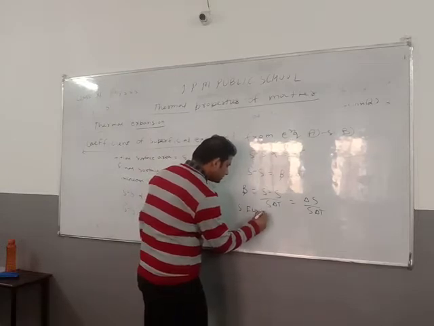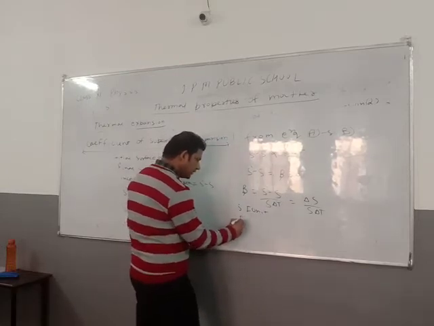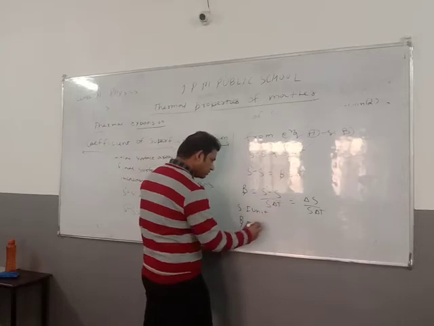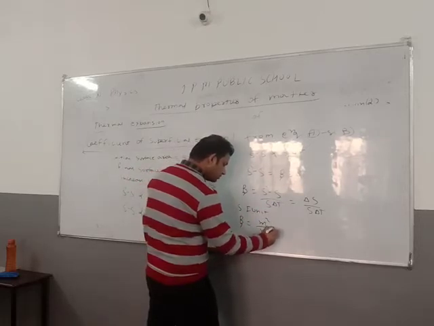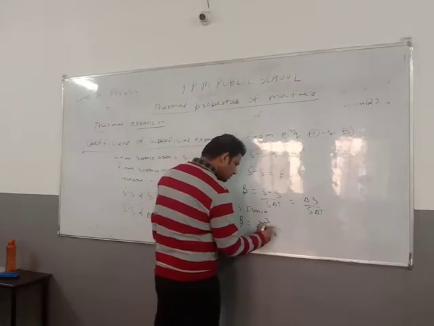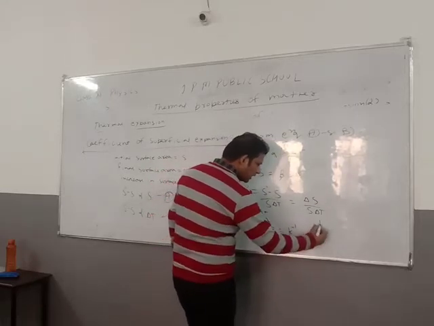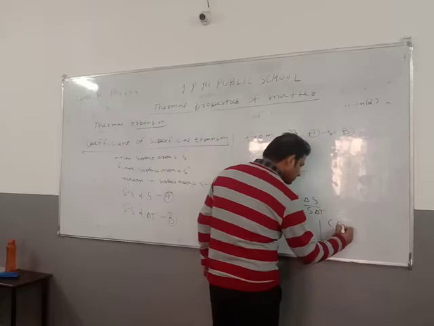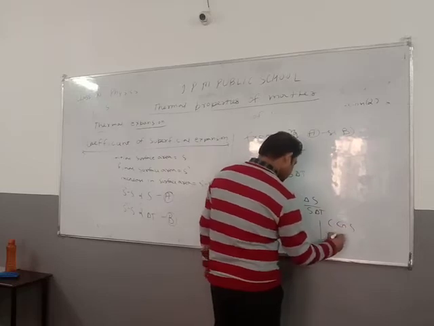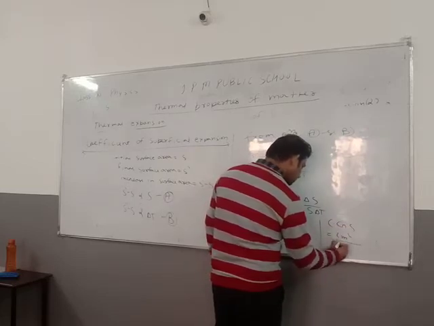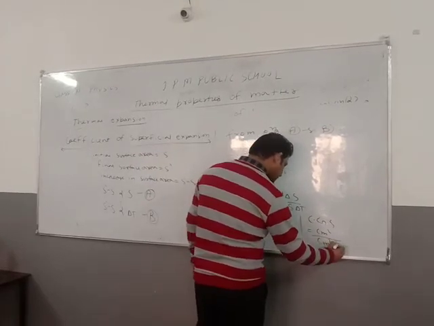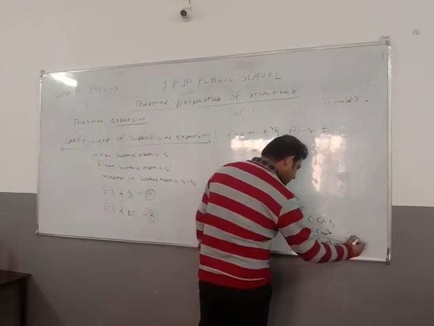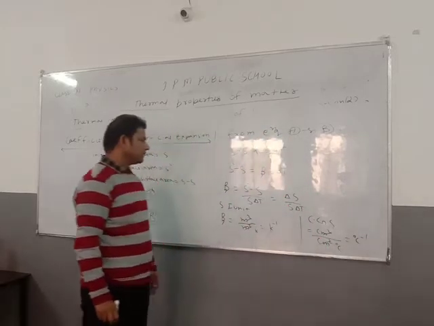Assignment: beta equals meter square upon meter square Kelvin, which means Kelvin to the power minus 1. The CGS unit is centimeter square upon centimeter square degree centigrade, which means degree centigrade to the power minus 1.